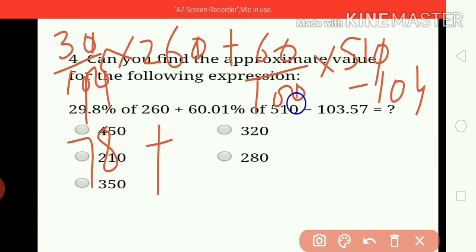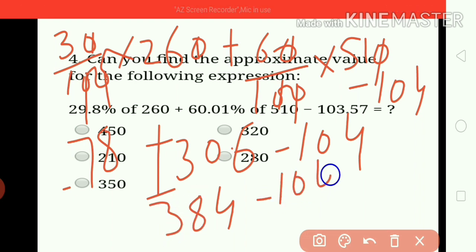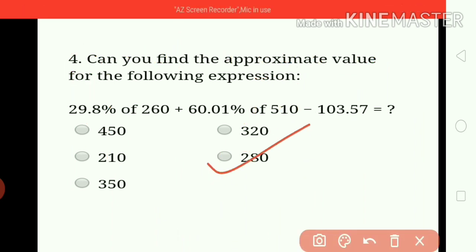Plus, cut these zeros. Now multiply 51 by 6. 6 ones are 6, 6 fives are 30, minus 104. Now solve. These are two positive numbers, so add them first. 6 and 8 is 14, 7 and 1 is 8, 384 minus 104. So let us subtract. 4 minus 4 is 0, 8 minus 0 is 8, 3 minus 1 is 2. So this is 280, right?